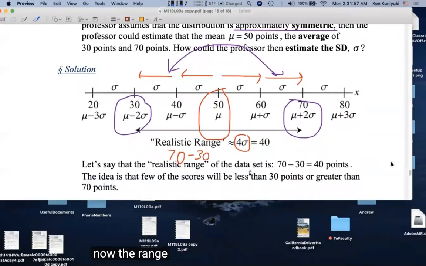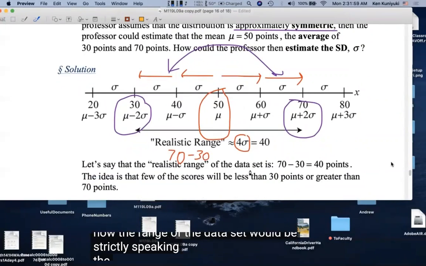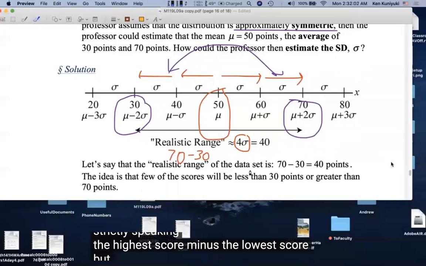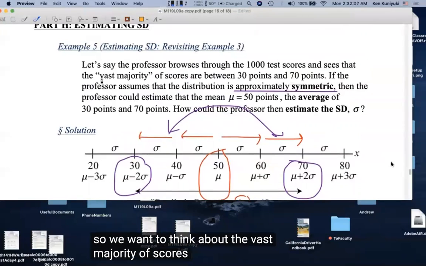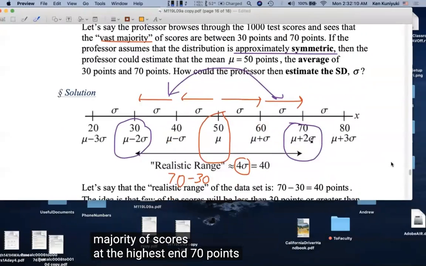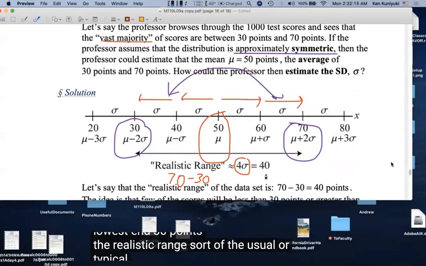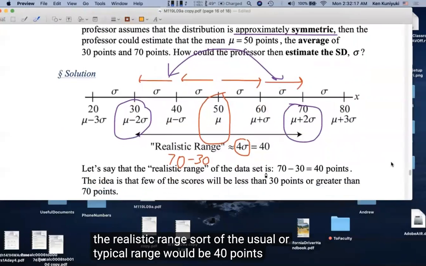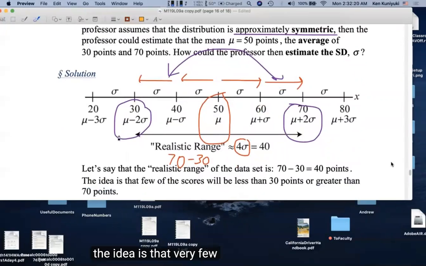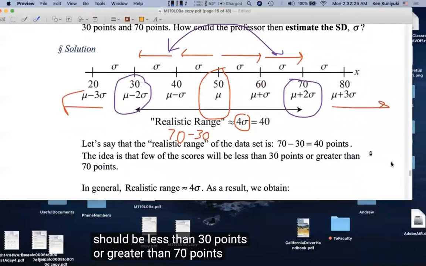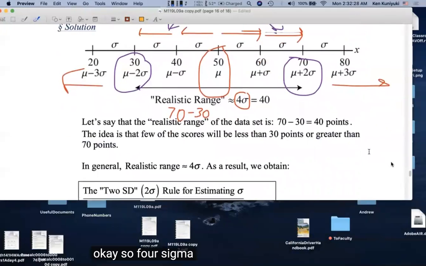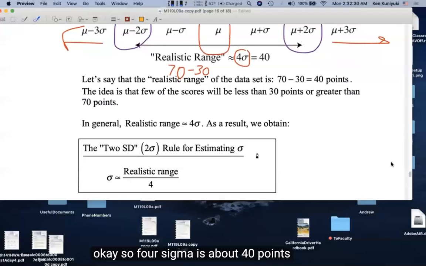Now, the range of the data set would be, strictly speaking, the highest score minus the lowest score. But we don't want to bother ourselves with outliers, so we want to think about the vast majority of scores. At the highest end, 70 points. At the lowest end, 30 points. The realistic range, sort of the usual or typical range, would be 40 points. The idea is that very few of the scores should be less than 30 points or greater than 70 points. Okay, so 4 sigma is about 40 points. 4 sigma is about the realistic range.